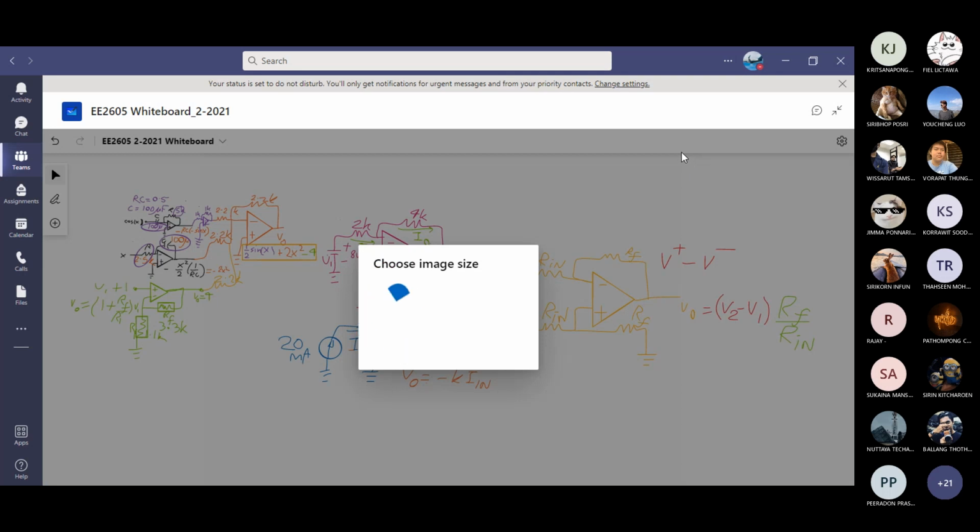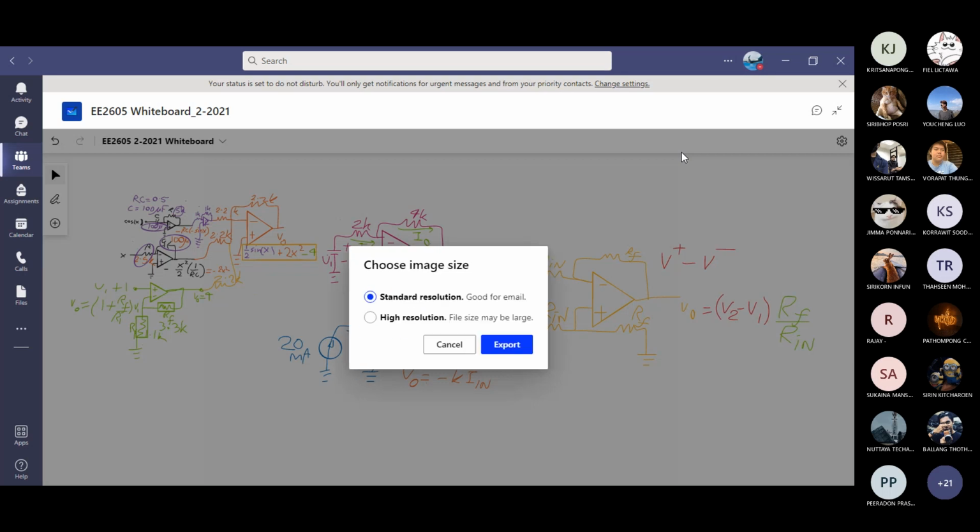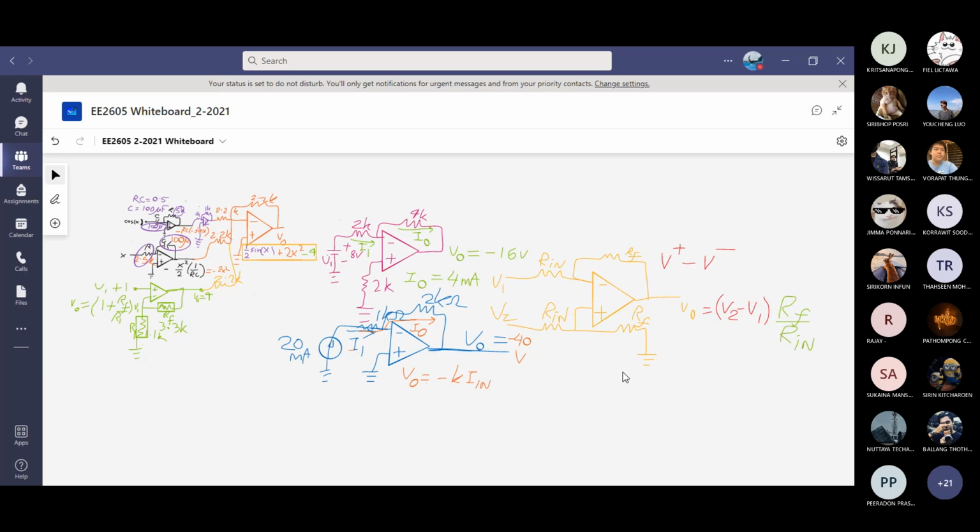Export as a PNG file. I normally use the JPEG format. This one is PNG, standard resolution, high resolution. You can export, create a picture file, and then save on your gadget for later viewing. But once you export, you cannot edit that one. You can edit only on this screen.